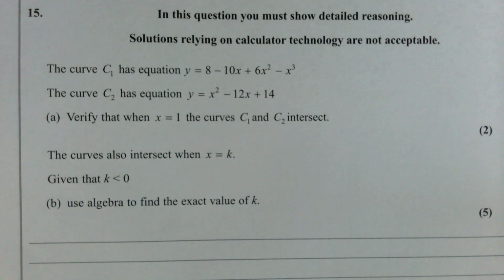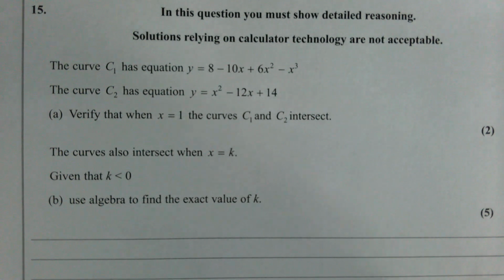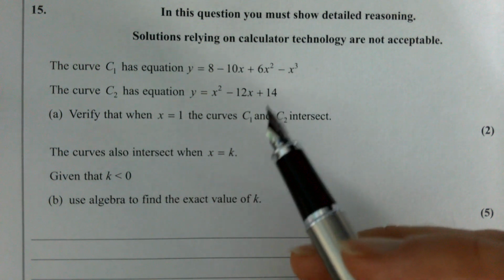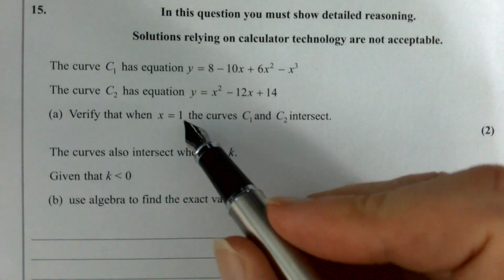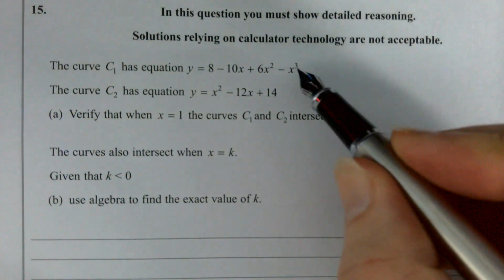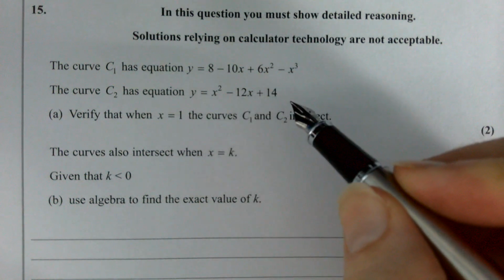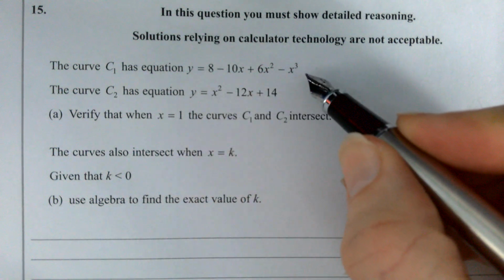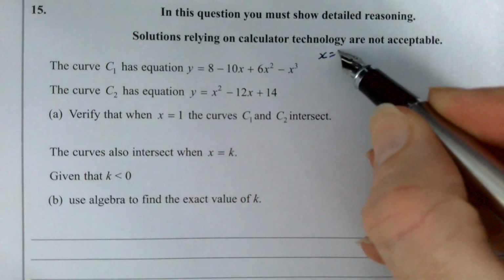Right, question 15. So, just a question about curves. It's a quadratic and a cubic curve, isn't it? So, verifying that x equals 1 when C1 and C2 intersect. Well, all we need to do here is say, right, okay, so when x equals 1, if they intersect, y is going to have the same value. So all you need to do is substitute for C1, x equals 1.